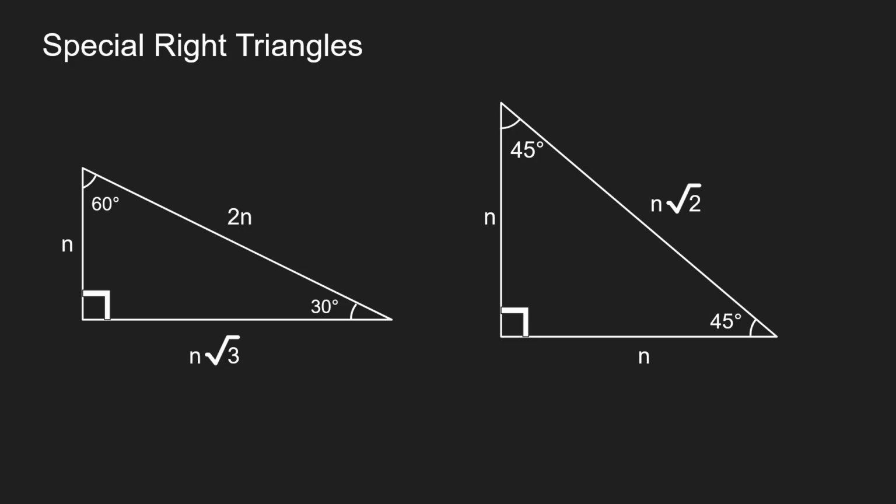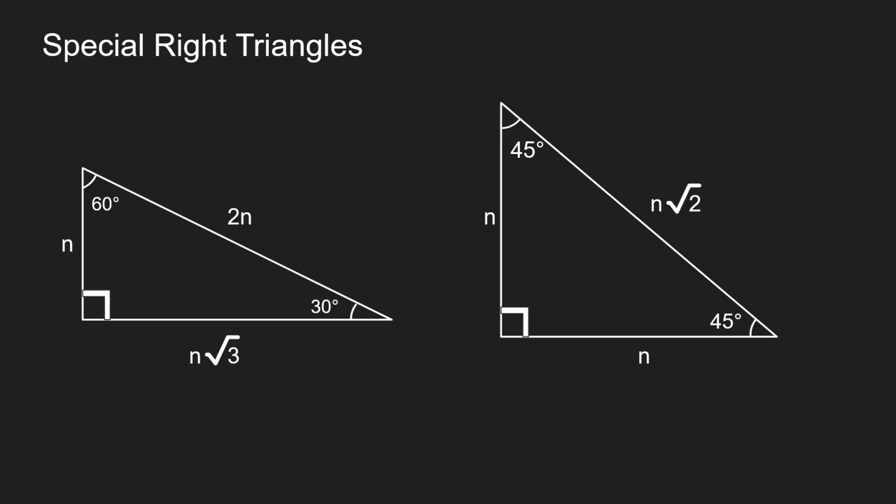The 45 is the easiest triangle. It has two sides that measure n, and the other side is n times a square root. The 30-60 triangle has a super small side opposite to the 30 degree angle, worth n. The hypotenuse is worth 2n, and the opposite side to the 60 degree angle is n times a square root.